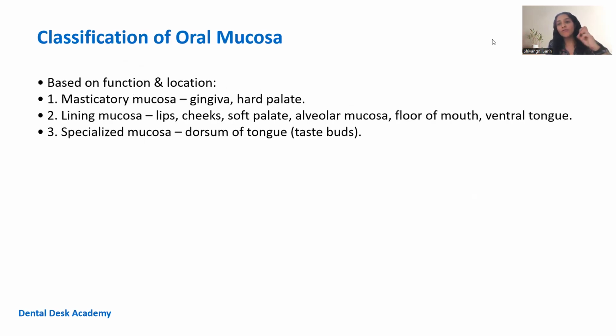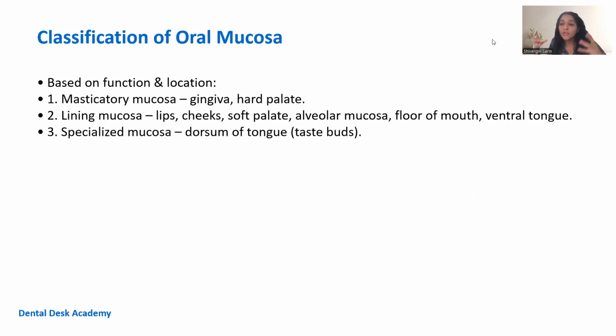Now for the classification of oral mucosa. The first classification is based on function and location. The second classification is the histological classification. So first, on function and location, you have masticatory mucosa. This masticatory mucosa is a little tougher because it is keratinized. And where is it? It's in the gingiva and in the hard palate.